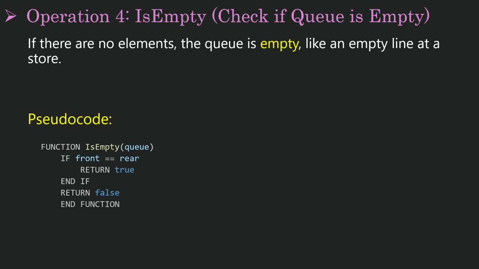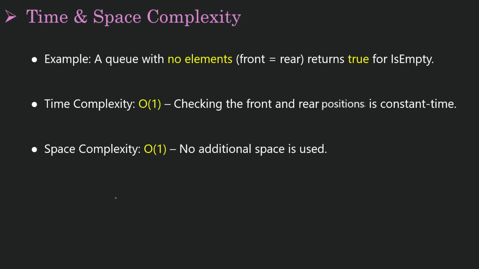Operation 4. Is empty. Check if queue is empty. This checks if the queue has no elements. Explanation. If there are no elements, the queue is empty, like an empty line at a store. Let's see the pseudocode. Check if front position equals rear position, no elements. Indicate queue is empty. Indicate queue has elements. Example. A queue with no elements, front equals rear, returns true for is empty.